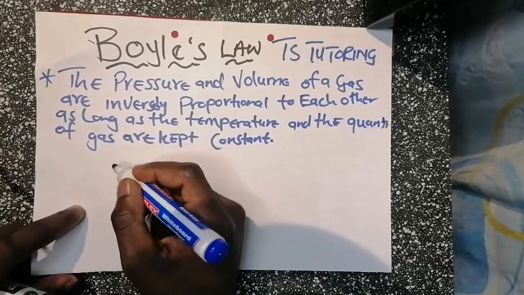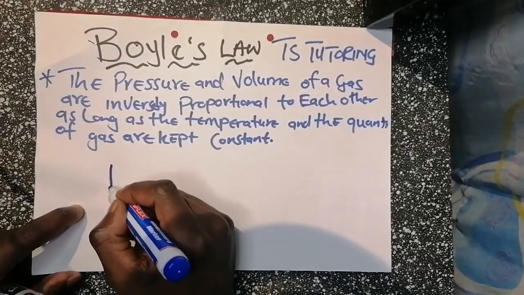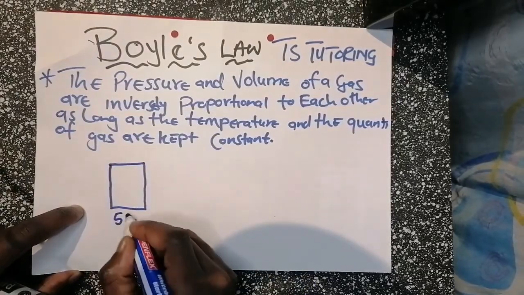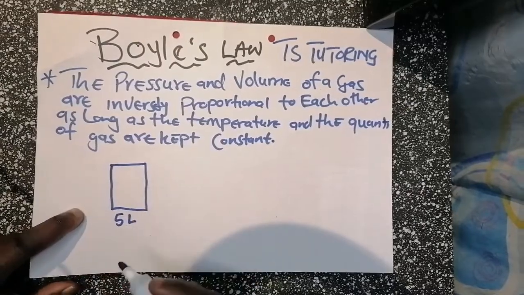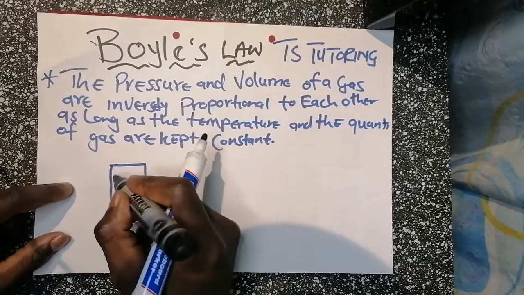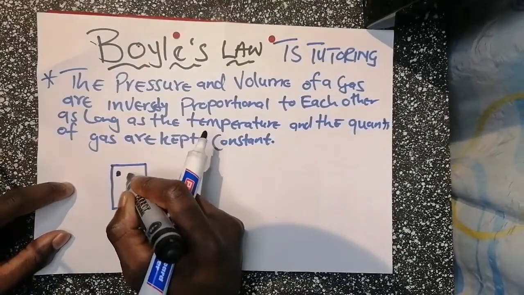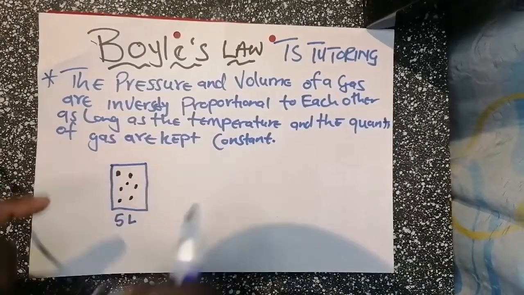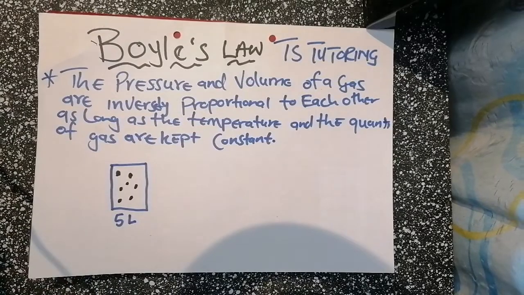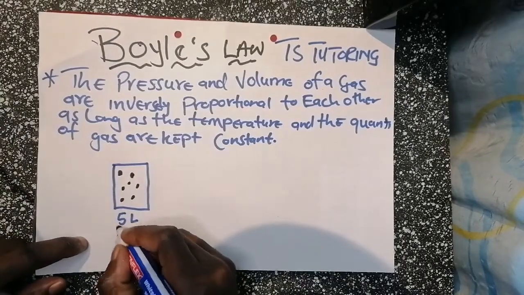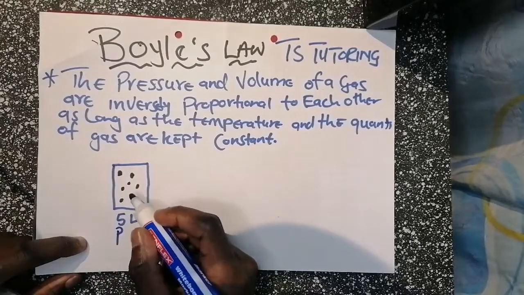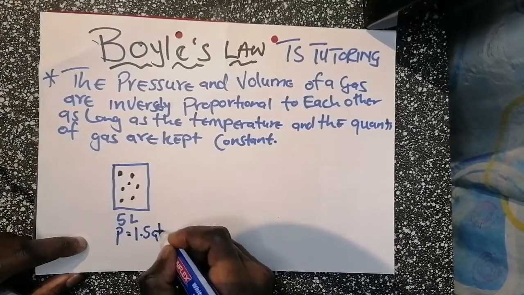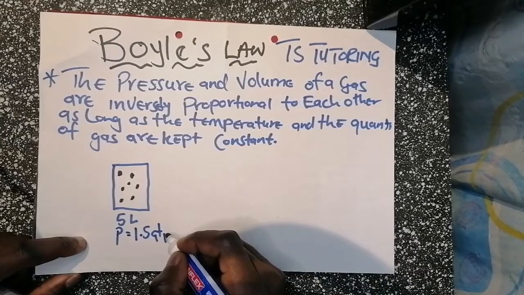Let's say we have a container, right? Let's say it's a 5-liter container. It's filled with gas molecules, right? I'm gonna do the black dots, they represent the gas. 1, 2, 3, 4, 5, 6, 7. Now, do you see how free these gas molecules are? Let's say the pressure in this container is equal to 1.5 atm, right?